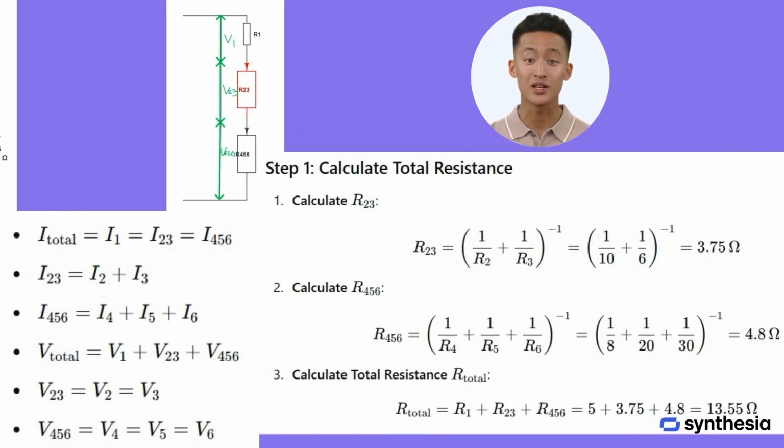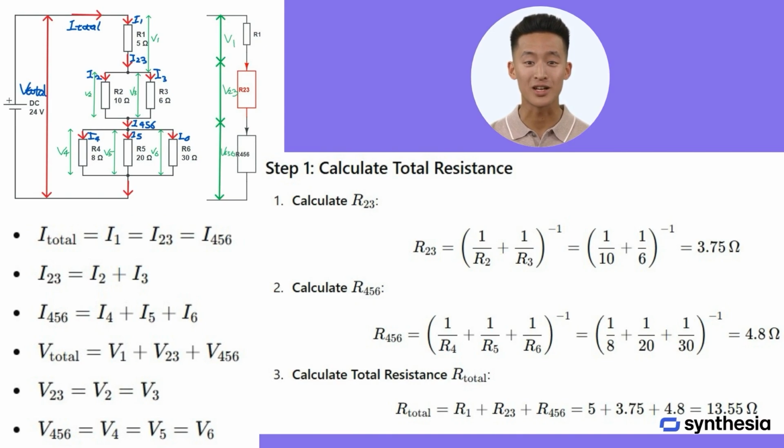1. Calculate total resistance. For combination circuits, start by calculating the equivalent resistance of parallel sections. For instance, if R2 and R3 are in parallel, calculate their equivalent resistance as R23 is equal to 3.75 ohms. Similarly, calculate R456 is equal to 4.8 ohms for R4, R5, and R6. Then, treat R23 and R456 as two resistors in series with R1. The total resistance is found by adding R1, R23, and R456. Thus, R total equals 13.55 ohms.